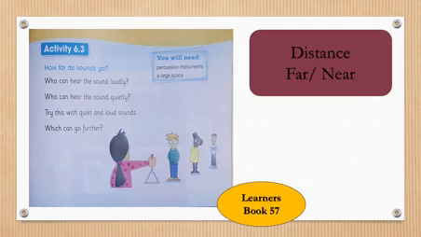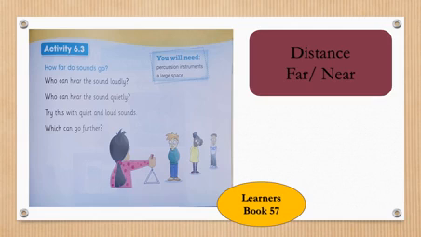Okay, the boy who is first in line can hear the sound loudly. Who can hear the sound quietly? Okay, it is the last boy in the line. So try this with quiet and loud sounds, which can go further. If you observe the picture, kids, distance affects the sound.